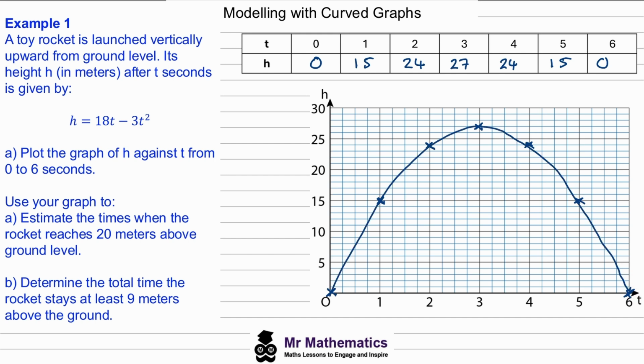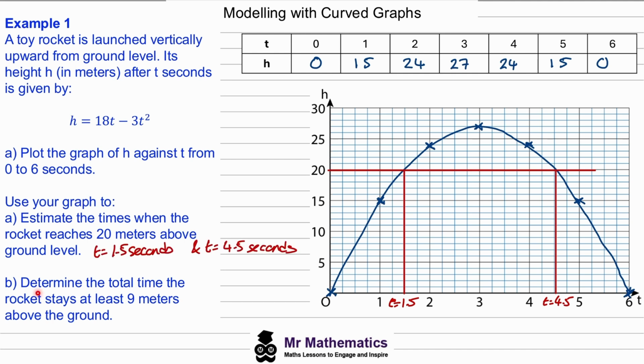Now we've been asked to use our graph to estimate the times when the rocket reaches 20 meters above ground level. So we're looking at when the height is 20. So we draw a horizontal line when h is 20, and we notice where it intersects the curve. This is at this point. We go down to the time axis, and at the other point on its return to ground. So you can see it's 20 meters above ground level when t is 1.5 and when t is 4.5.